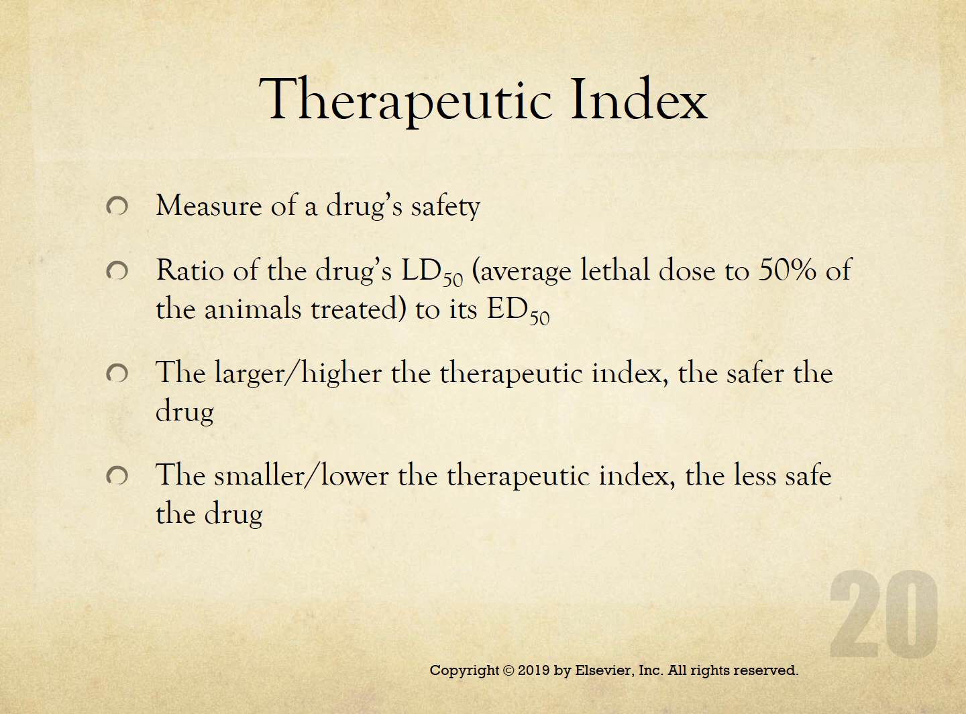So the larger, higher the therapeutic index, the safer the drug is, which means it takes a much larger dose of the med to actually harm the patient. The smaller or lower the therapeutic index, the less safe the drug is. Think about a drug like lithium or some of your IV antibiotics where you have to do peaks and troughs, or with lithium you have a narrow therapeutic index, which means if you are not within that small range, the patient could become toxic and it could be lethal for the patient.